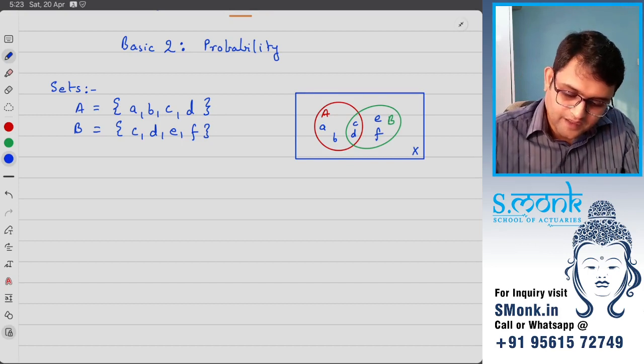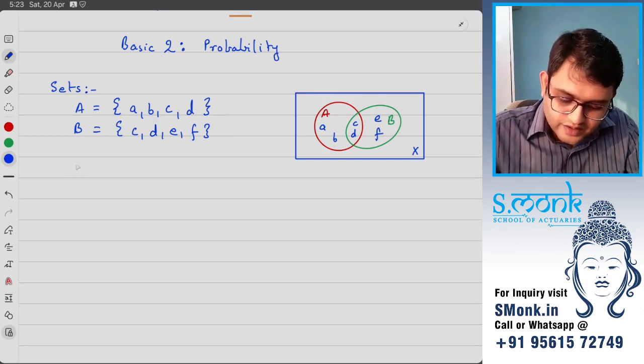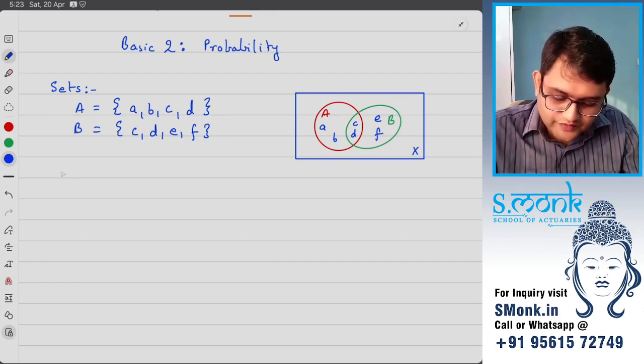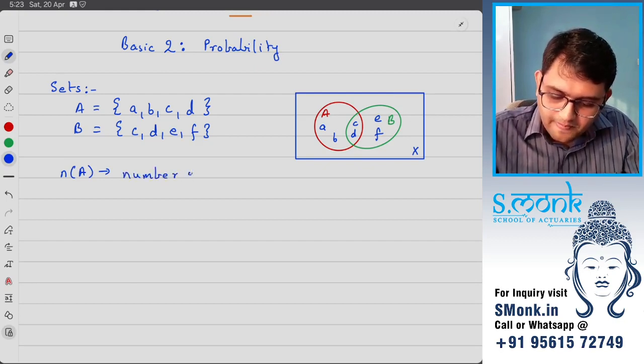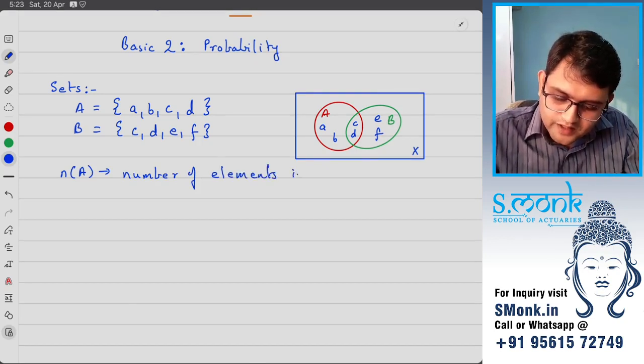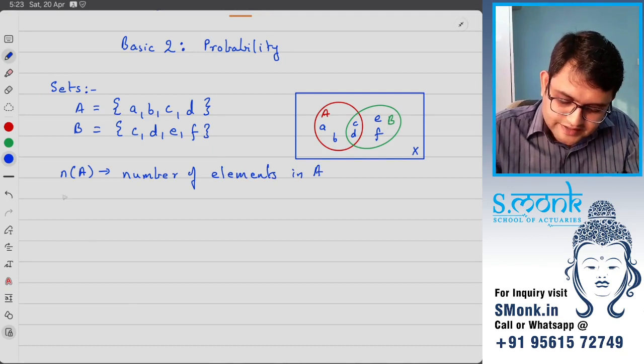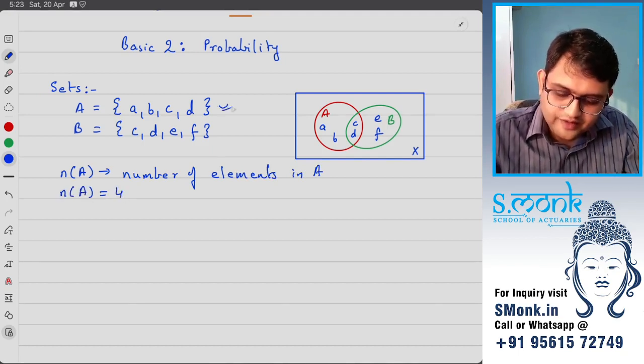Now there are a few things that we usually talk about. We'll say number of elements. I'll write it as n(A). This is nothing but the number of elements in A. In this case, n(A), the number of elements, is 4. I have 4 elements here.